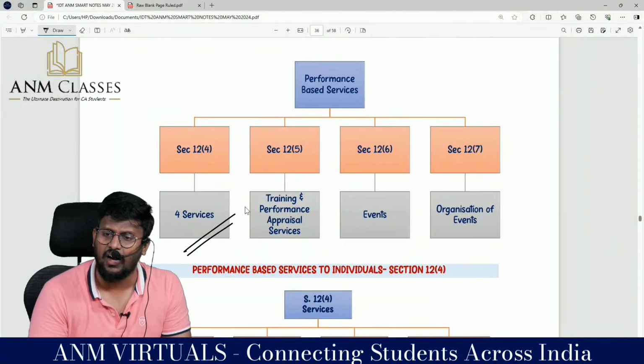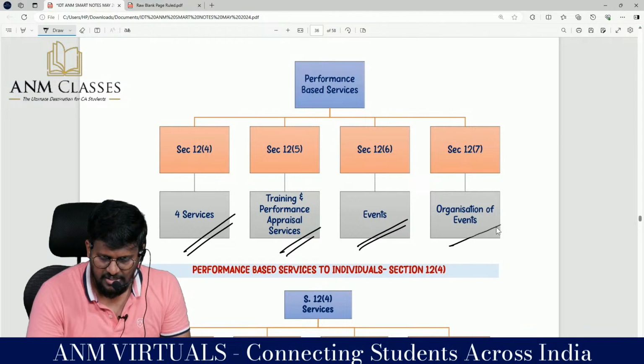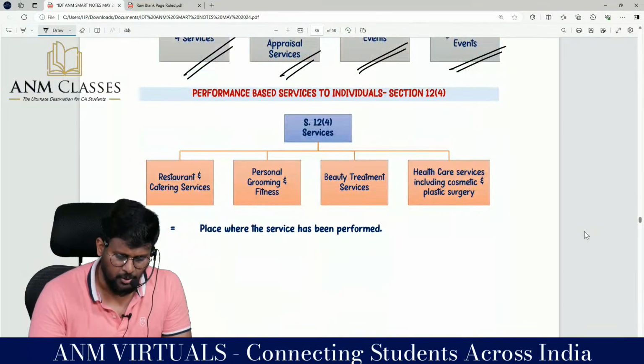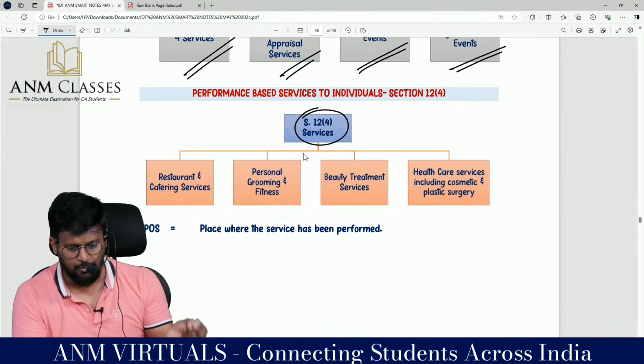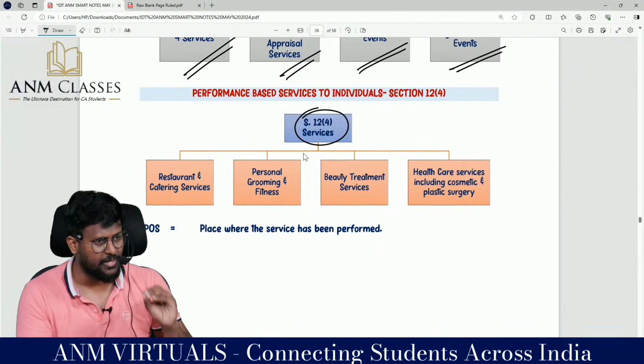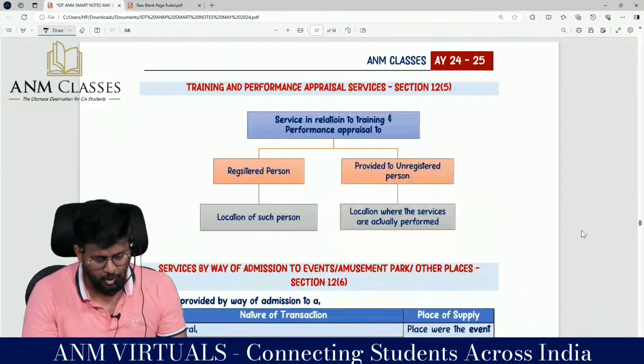12.4 services. 12.5 training and performance appraisal services. 12.6 events. 12.7 organization of events. 12.4 services: restaurant and catering services, personal grooming and fitness, beauty treatment services, healthcare services including cosmetic. Place of supply is the place where the service has been actually performed.